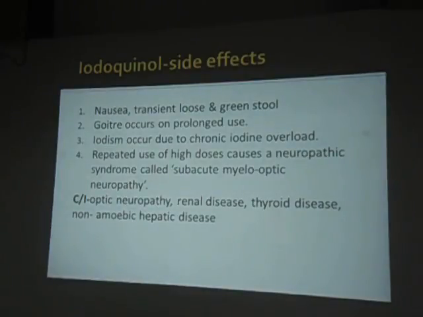Repeated use of high dose can cause neuropathic syndromes such as subacute myelo-optic neuropathy. This drug is contraindicated in optic neuropathy, renal disease, hepatic disease. Okay, in all these conditions we should not use it. That is, the hepatic disease if it is of non-amoebic origin.